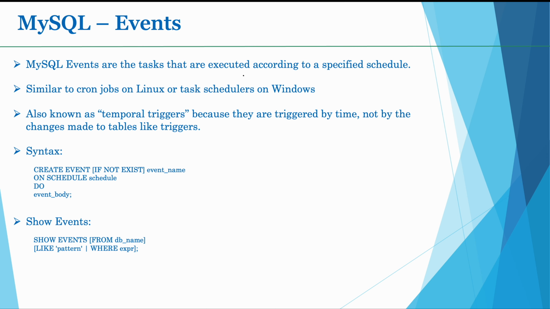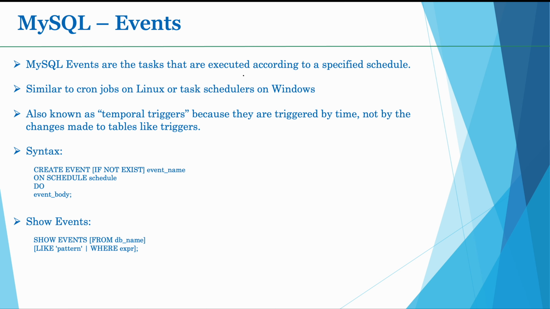These are also known as temporal triggers because they are triggered based on the time that you scheduled, not by the changes that you make on the database tables. Like the triggers that you learned in the previous sessions, which are triggered based on the updates that you make on the tables. To schedule the events, MySQL uses an event scheduler that continuously monitors events and ensures their timely execution. That is the internal logic of MySQL to trigger the events whenever they are scheduled.